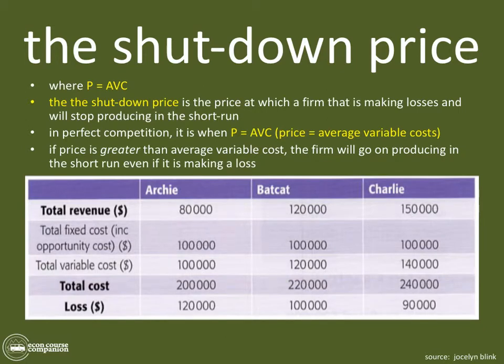And as Jocelyn Blink points out, it might be better for them to be open if they can cover the variable costs, just so that people realize that they're still in business. They can go back there if they want to, I don't know, fix their ski gear in the middle of the summer, right?